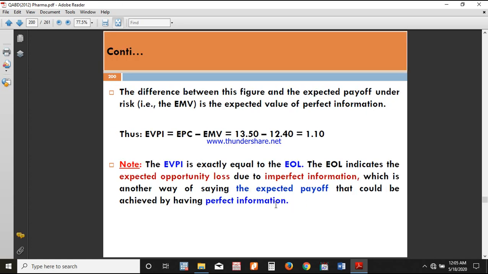Therefore, one can deduce here that the EVPI is exactly equal to EOL. The EOL indicates the expected opportunity loss due to imperfect information, which is another way of saying the expected payoff under perfect information. Therefore, a manager can make a decision with no information, and also a manager can make a decision by collecting all the available information. This is displayed here in the two decision theory models available in the quantitative tools.